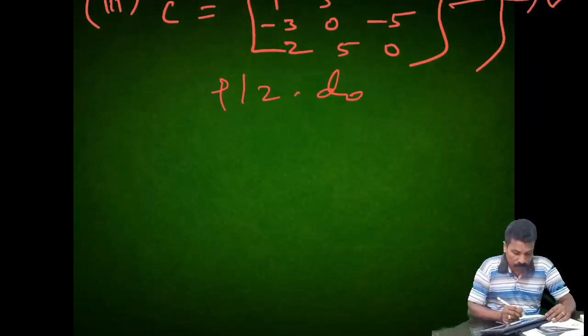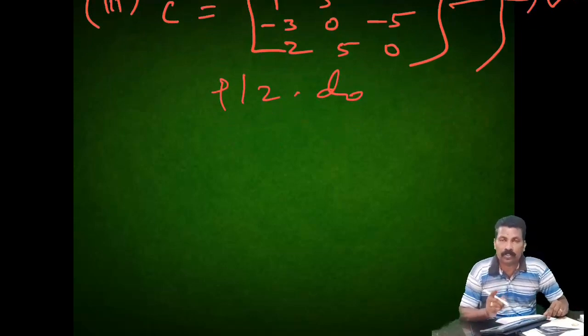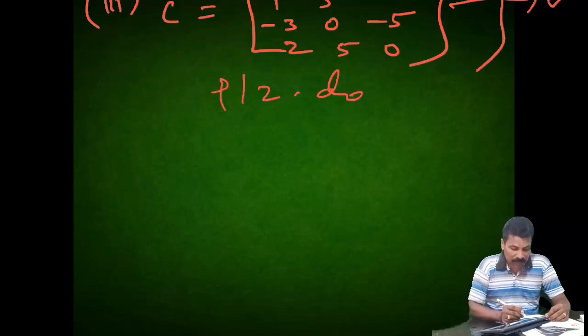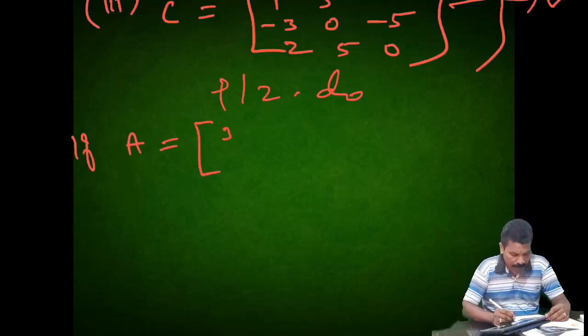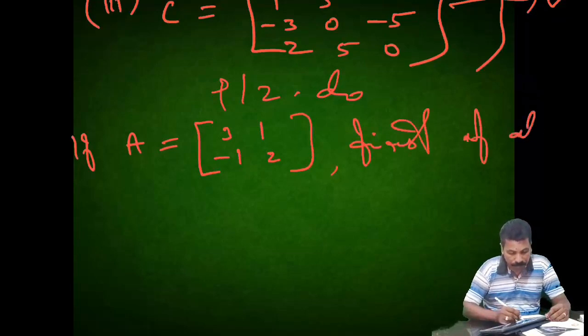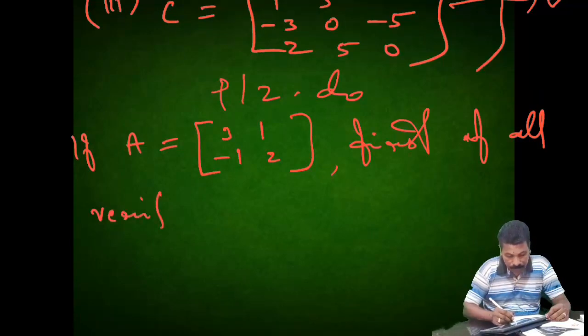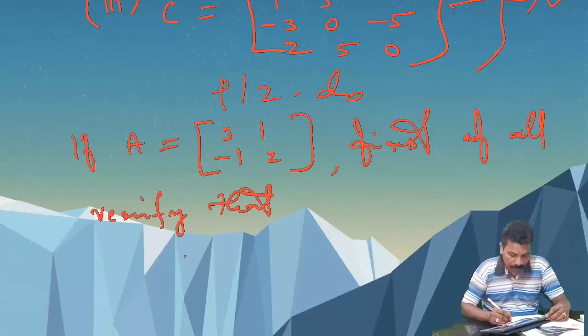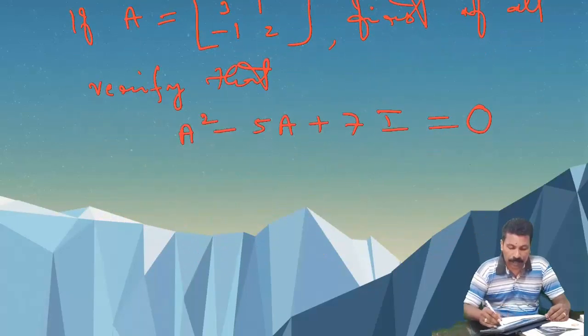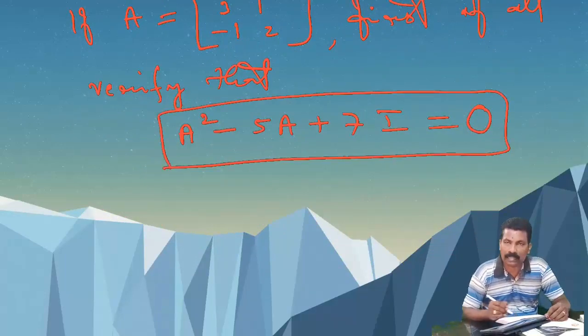Now, one more thing. Is there any other way to find the inverse of a matrix? Yes, of course, we can find the inverse of a matrix in many ways. Another method is that if capital A is equal to, say, 3, 1, negative 1, 2, first of all, verify that A square minus 5A plus 7I is equal to O. O means 0 matrix. This you know already.